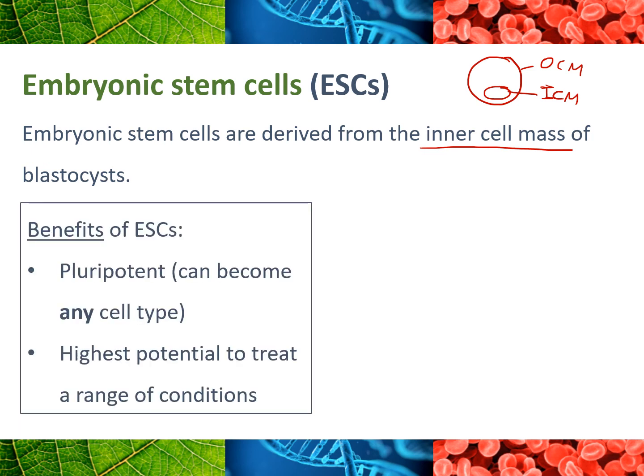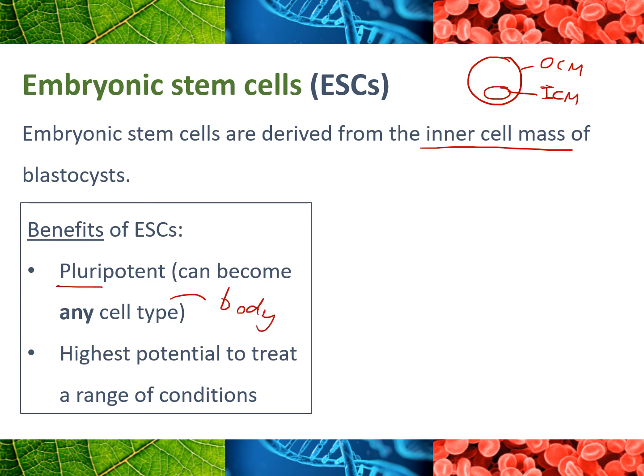The benefits of embryonic stem cells, and if you go back to the thing we just did about the potency, embryonic stem cells are pluripotent. Apart from the totipotent zygote, they are as strong as you can get in terms of stem cells because they can become any cell type in the body. They can't become the placenta, that's it.